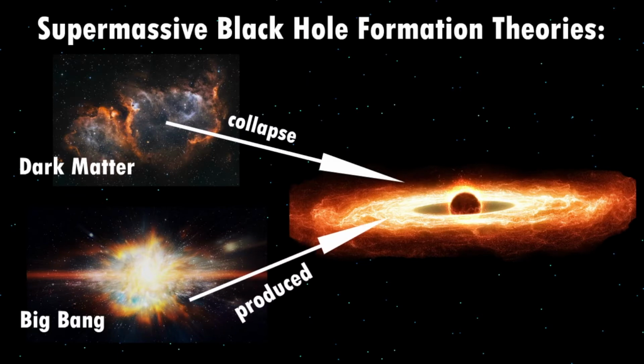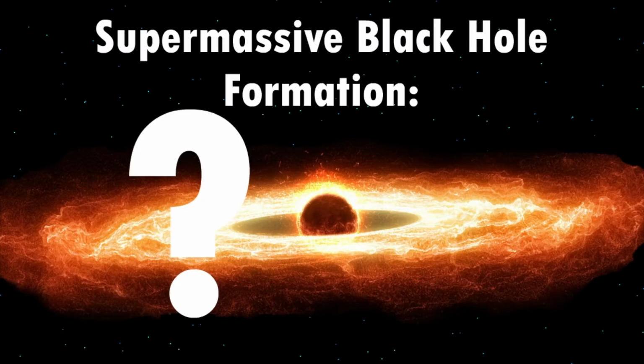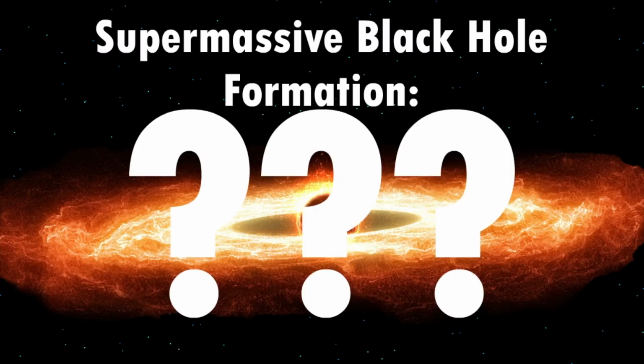Some scientists say supermassive black holes originate from events like the Big Bang, causing them to live and die with the universe. The theory of intermediate black holes may also explain supermassive black holes, because intermediate black holes could merge until they became supermassive. The truth is, we don't really know how supermassive black holes are formed.